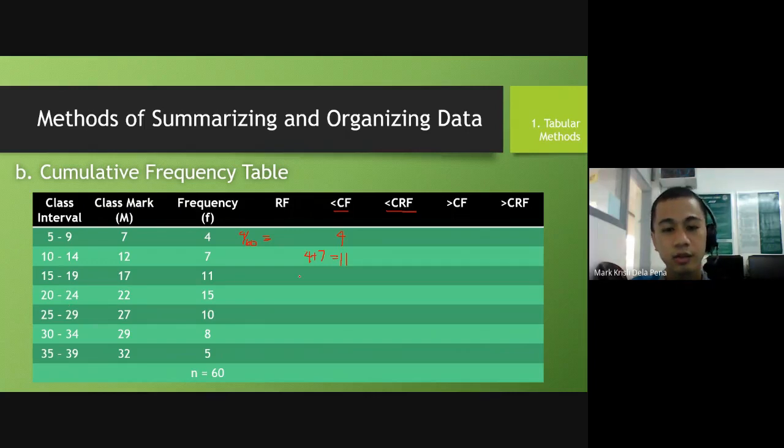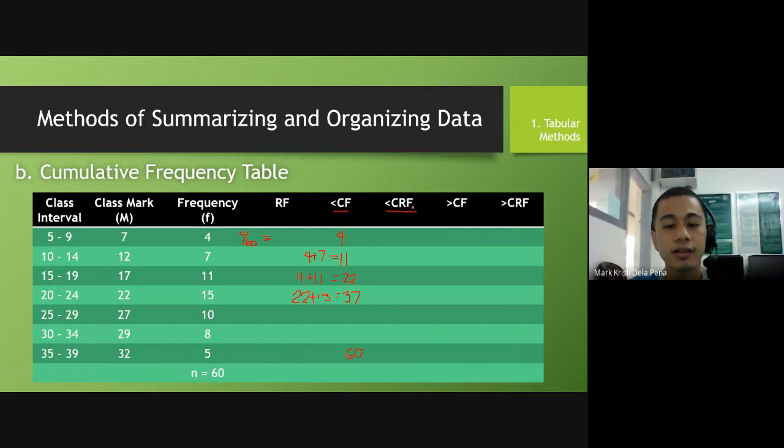Then the less than cumulative frequency of the third row will be 11 plus the frequency of the third row, which is 11, and that is equal to 22. For the fourth class interval, that's 22 plus 15, so that's equal to 37. When we say cumulative, you have to add the previous sum with the new value. Continue this one, and your last answer should be equal to 60, which is your sample size.